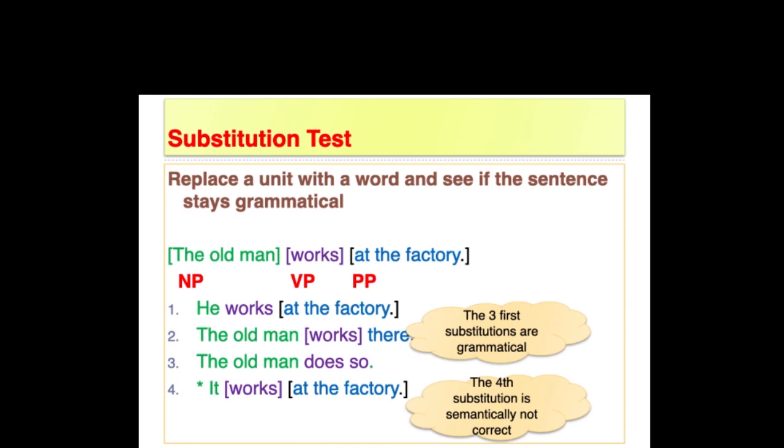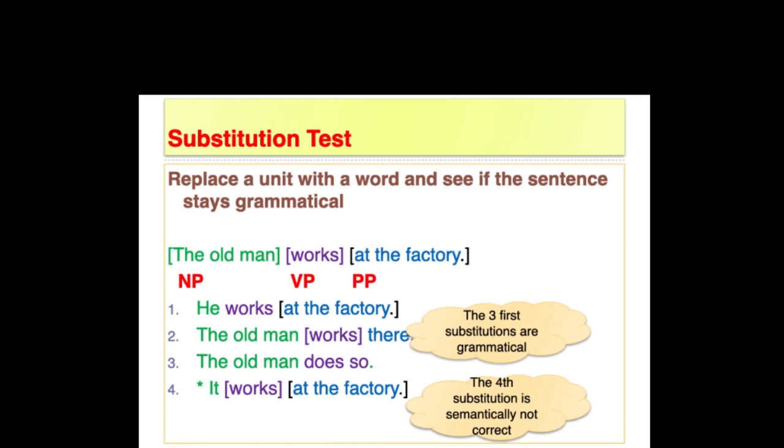For example, we can leave the old man in the second example. The old man works there. Now, there replaces or is a substitute of at the factory. Now, from this substitution, we understand what the sentence means, and it's correct. Let's move on to the third substitution test.